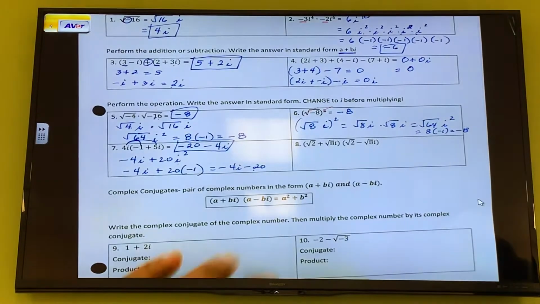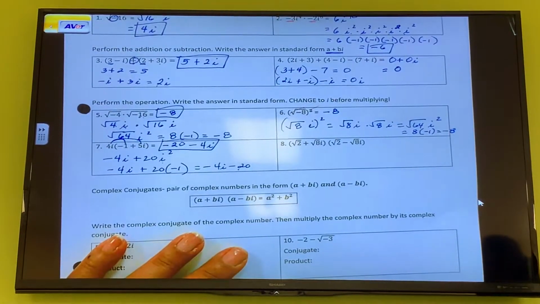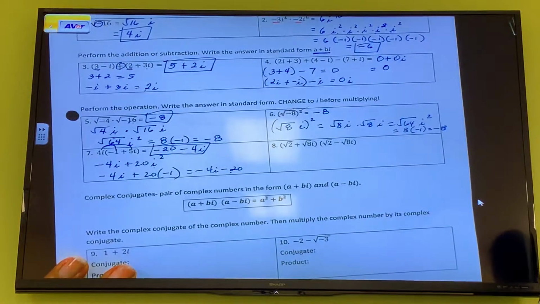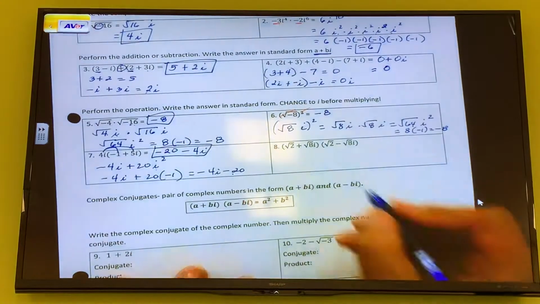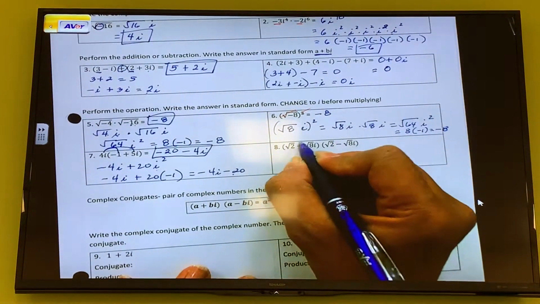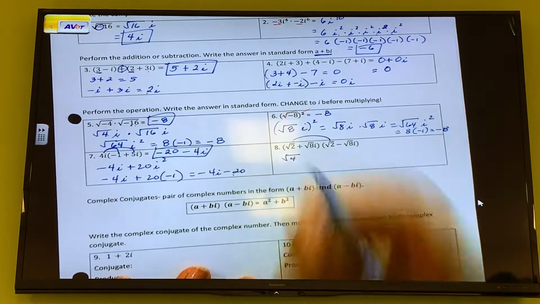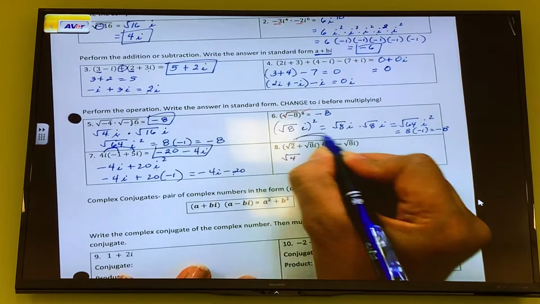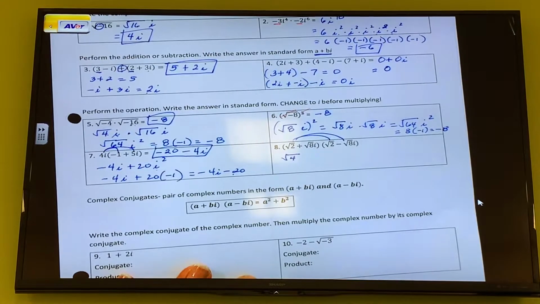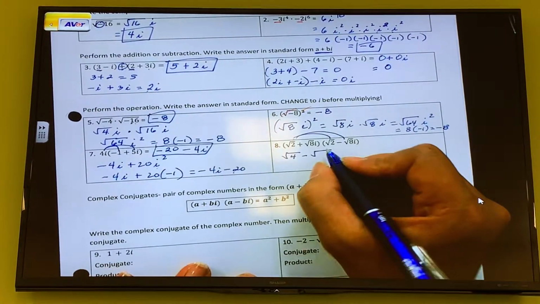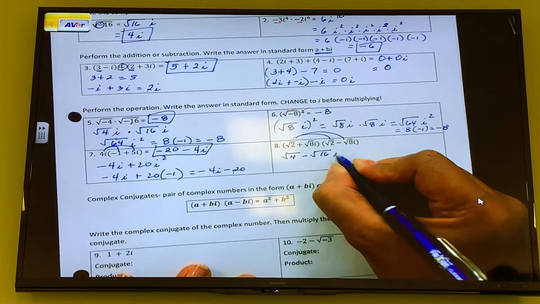Alright, and look at number 8, last multiplication. How do we multiply things like that? FOIL. We're going to do the FOIL method. So let's multiply square root of 2 first. Square root of 2 times square root of 2 is square root of 4. Then multiply square root of 2 by negative square root of 8i, which will become negative square root of 8 times 2, 16, and then the i.